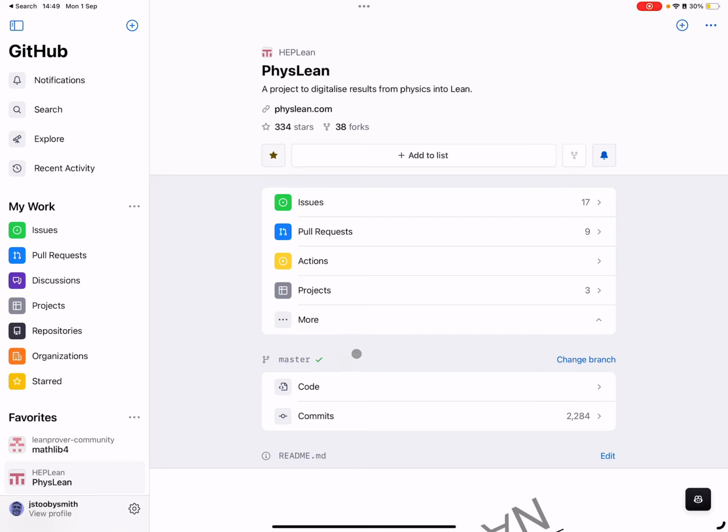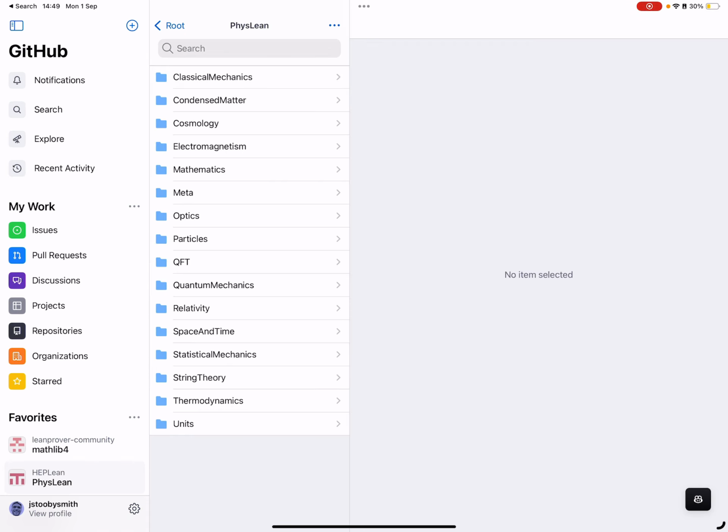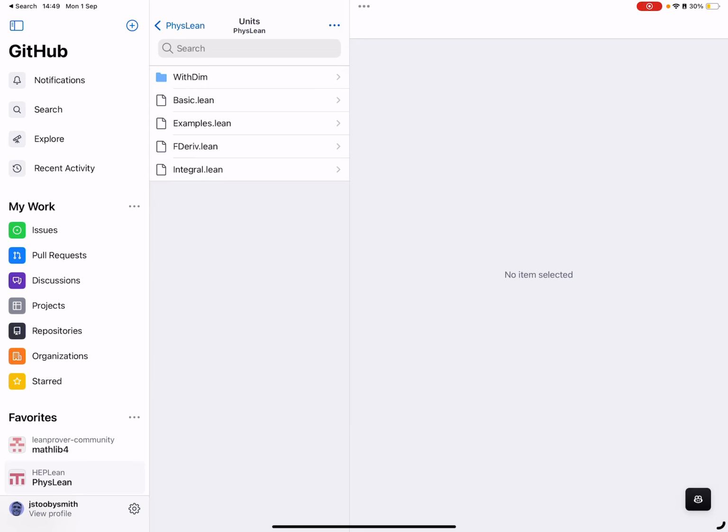Okay, so in this video, I'm going to quickly go over the structure of units within PhysLean. I'm using my iPad here because my Mac ran out of charge. So I'm on the GitHub app. I'm going to go into code, I'm going to go into PhysLean, and these are the main directories of PhysLean. And I'm going to go into units.